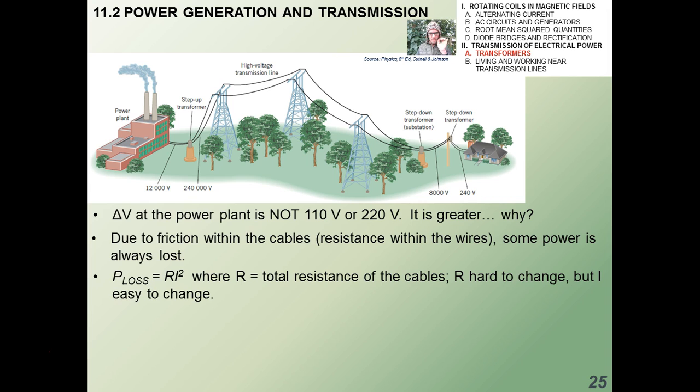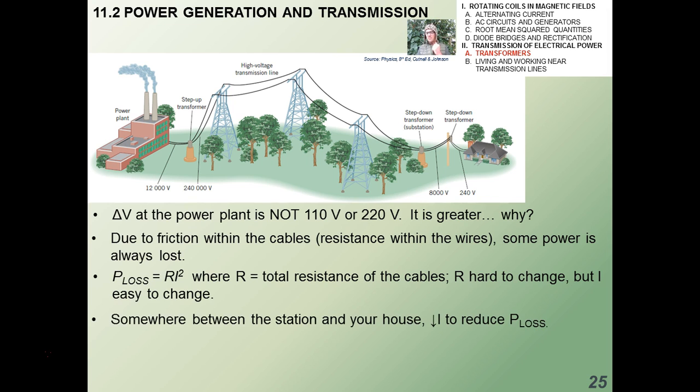Now, because P is I squared R, where R is the total resistance of those cables, and remember resistivity and all that, we talked about the cross-sectional area of the wires and the length of the cable, that's a factor also, but that resistance is very, very hard to change. But the current is very easy to change, and not only that, current has a greater effect on the power loss because that variable is squared in this equation.